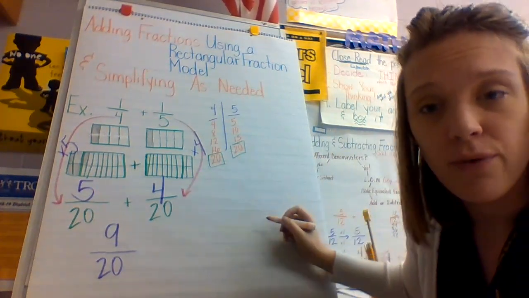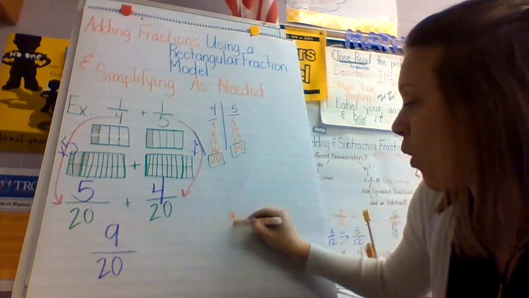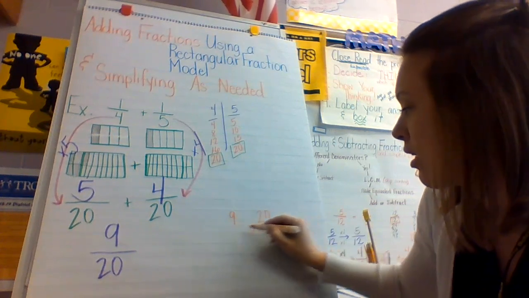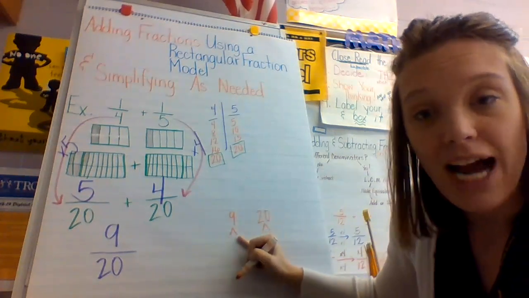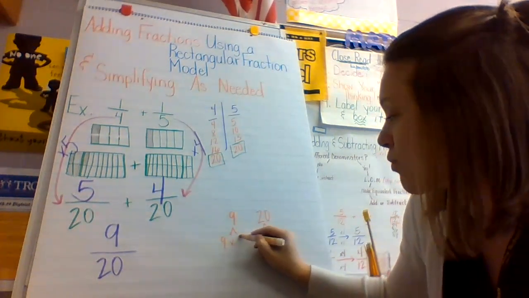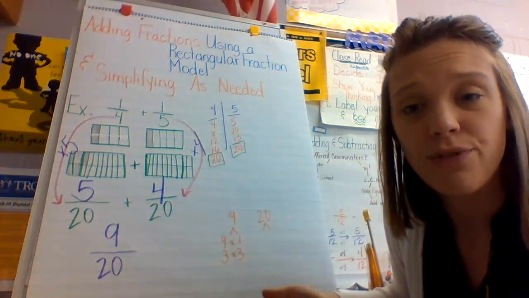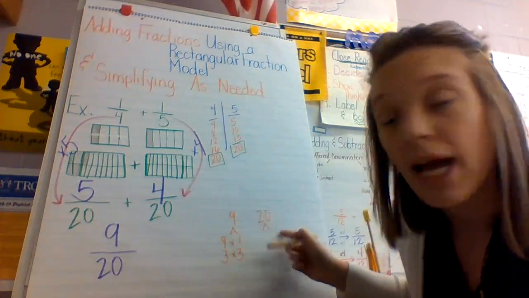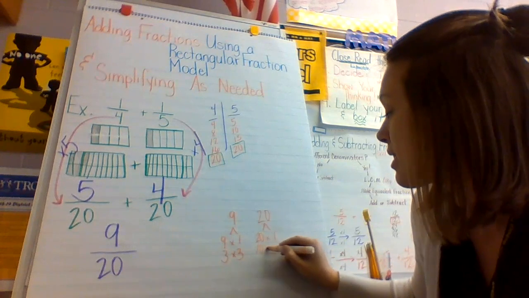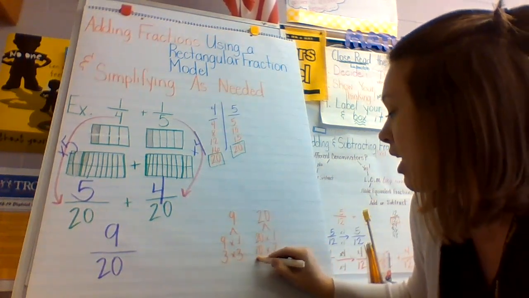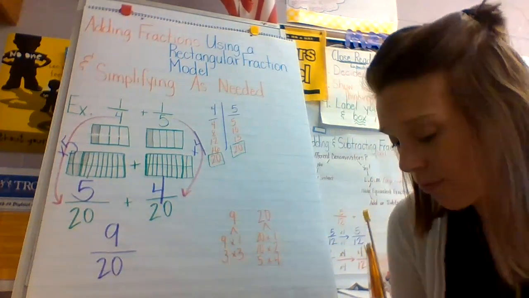In order to check for simplest form, we did this the other day on my first video. We list all the factors of the numerator and the denominator. So first I'm going to list my factors of 9. I know 9 times 1 is 9. I know 3 times 3 is 9. That's all the factors for 9. Jumping over to my 20, I know that 20 times 1 is 20. I know 10 times 2 is 20. I know 5 times 4 is 20, and that's all the factors for 20.